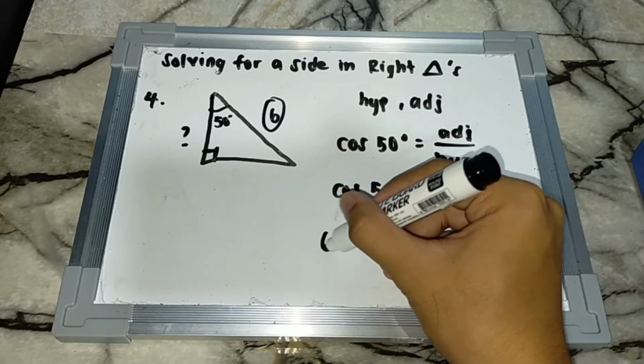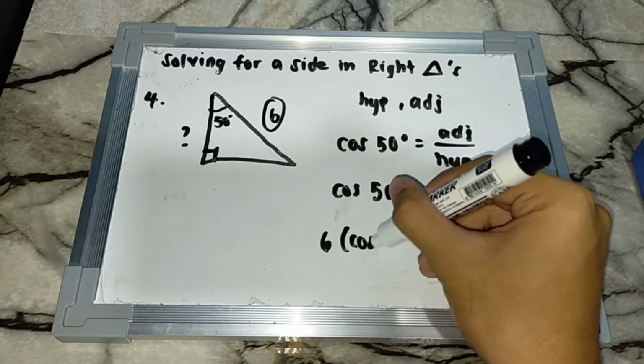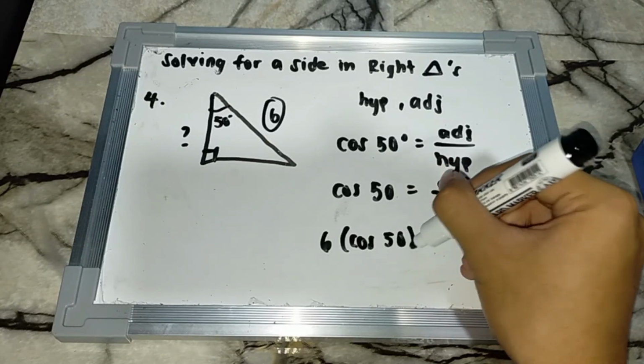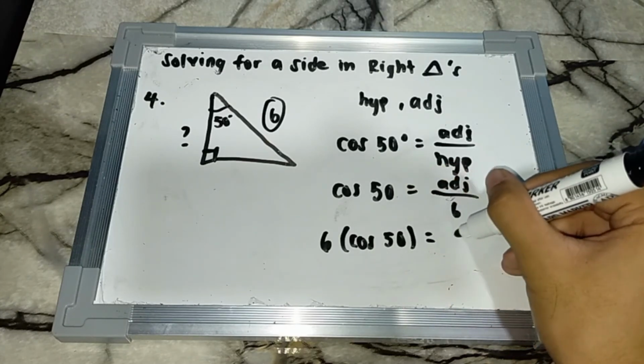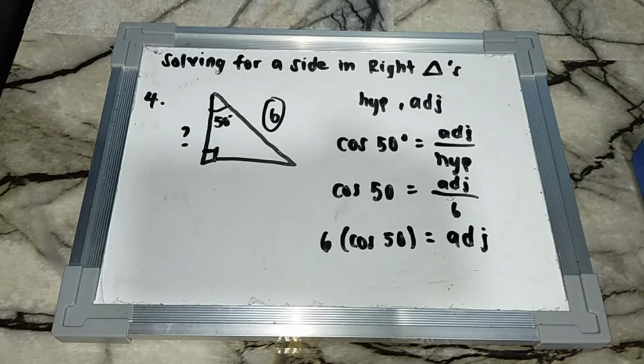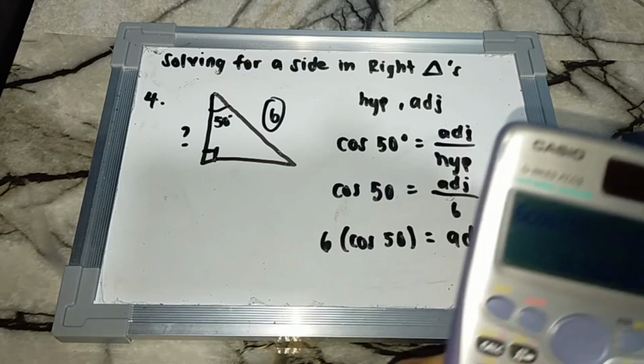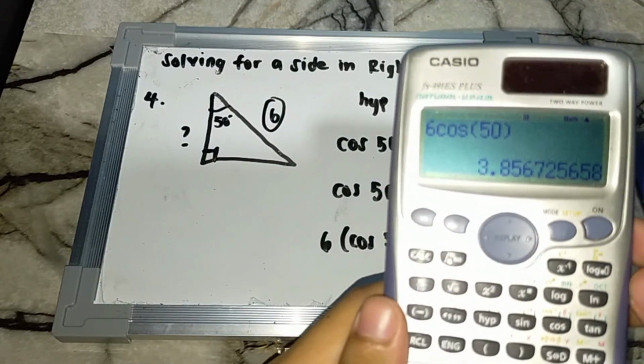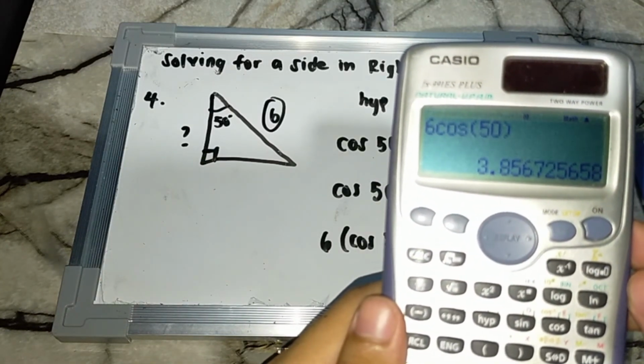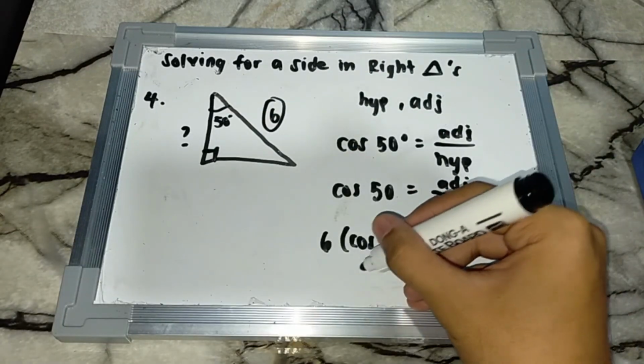Multiply both sides by 6. We have 6 cosine 50 is equal to adjacent. And using our calculator, we have 3.856. Simplify, we have 3.86.